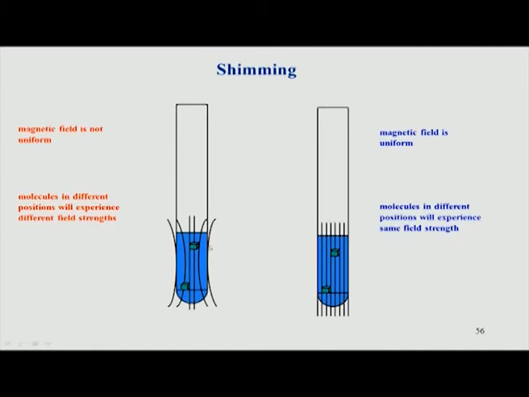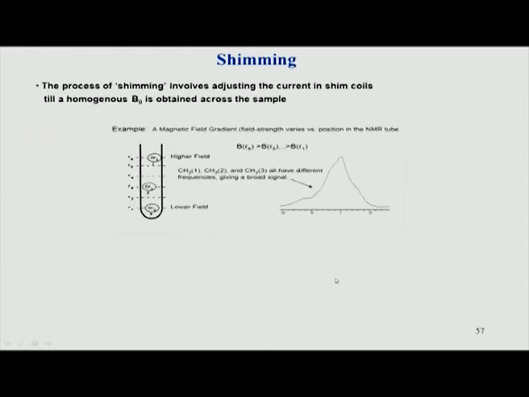This is basically done by electronics. We have a lot of coils sitting around the sample, and these are not the RF coils, but are called shim coils. These shim coils are operated in an automated manner to generate this particular homogeneity. So, this is a very important point which is shown here.